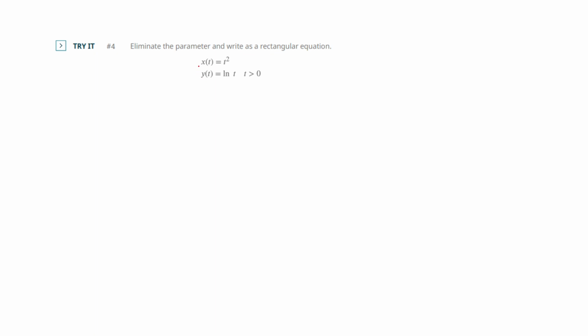Okay, so let's try another one. I think I'm going to start here. There are alternative answers, but I'm going to start with this. So obviously t is going to be the square root of x. That's all you got to do. If that's a valid substitution, we're going to put that into here, and we're going to get y equals the natural log of the square root of x.